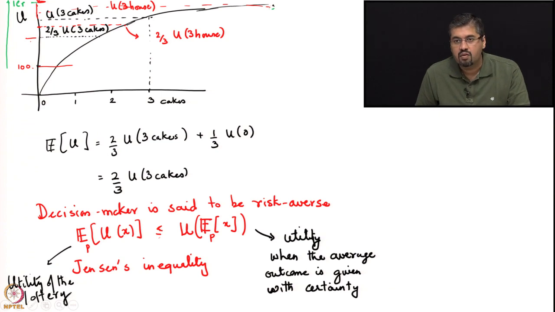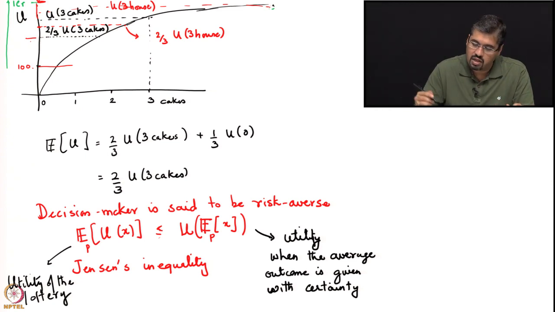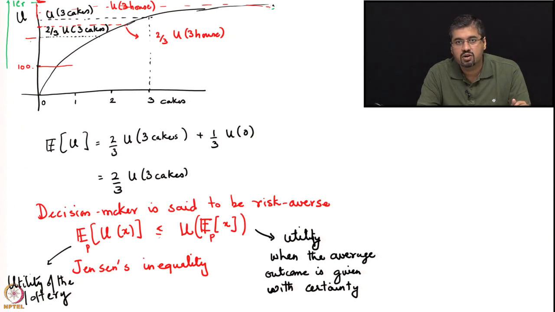Now, what does this mean? What does it mean for a decision maker to be risk averse? It basically means that a decision maker does not prefer the lottery as compared to being given the average outcome of the lottery with certainty. So, although the lottery gives him a chance of getting more than the average, he always prefers getting the average with certainty as compared to participation in a lottery in which things could go either way, right. So this is what it means for a decision maker to be risk averse.